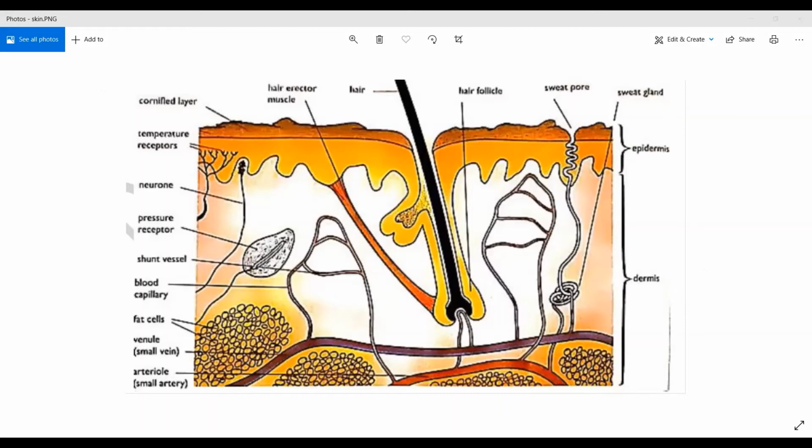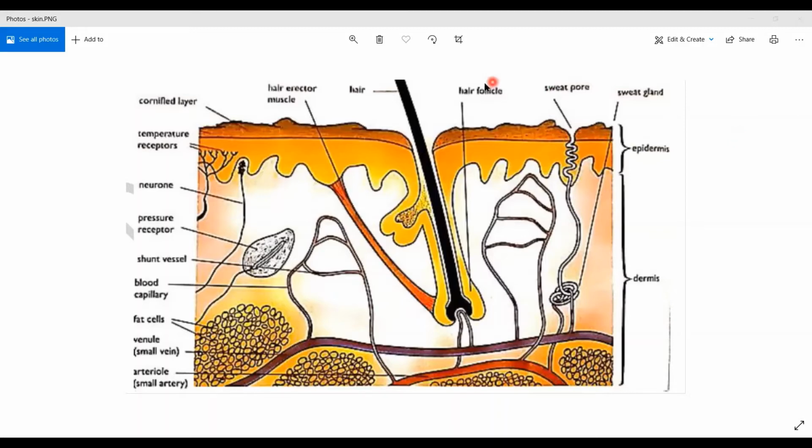Water, excess salts, very good. And give me one other thing, a little amount of... no, the oil is not in the sweat, Abdelrahman. Urea. Excellent. Urea, Abdelrahman. The oil, I'm going to explain it now.